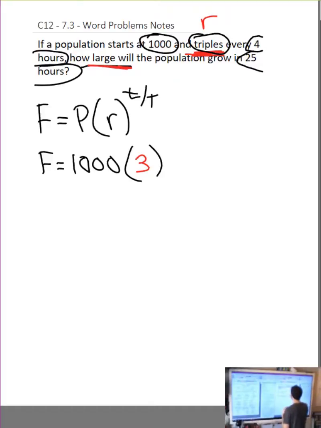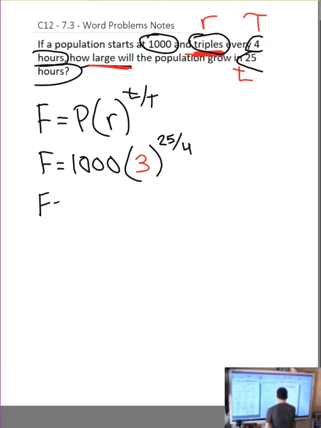Now, if we're going to be growing in 25 hours, that's the time that has actually happened, lowercase t. Now, the time for the tripling to occur is capital T. Now that tripling occurs every 4 hours. That goes on the bottom of the fraction.